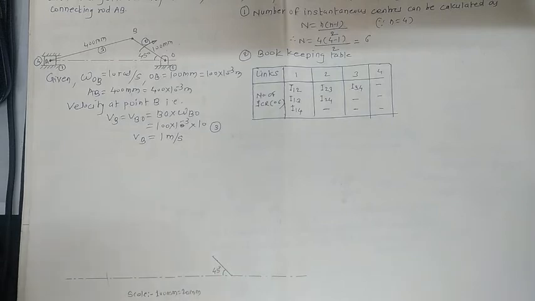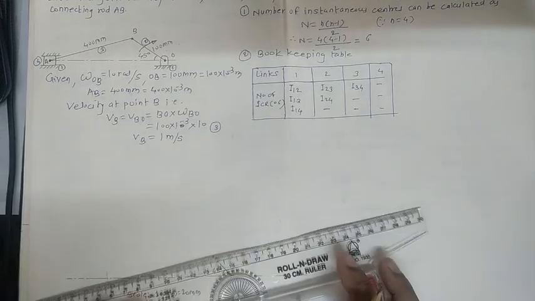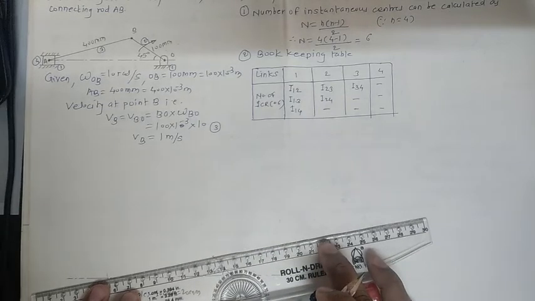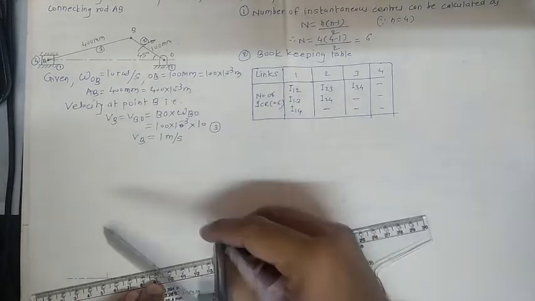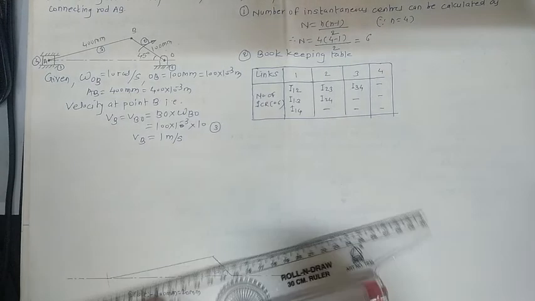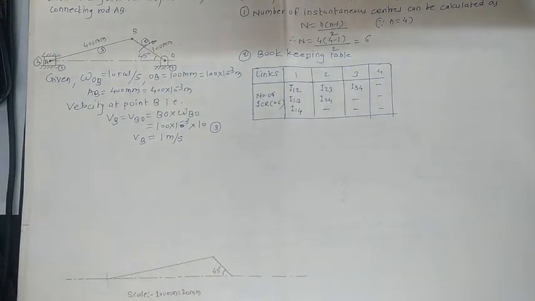Okay, so join this. Join this in this way. So this completes your actual diagram. Show the slider here also.